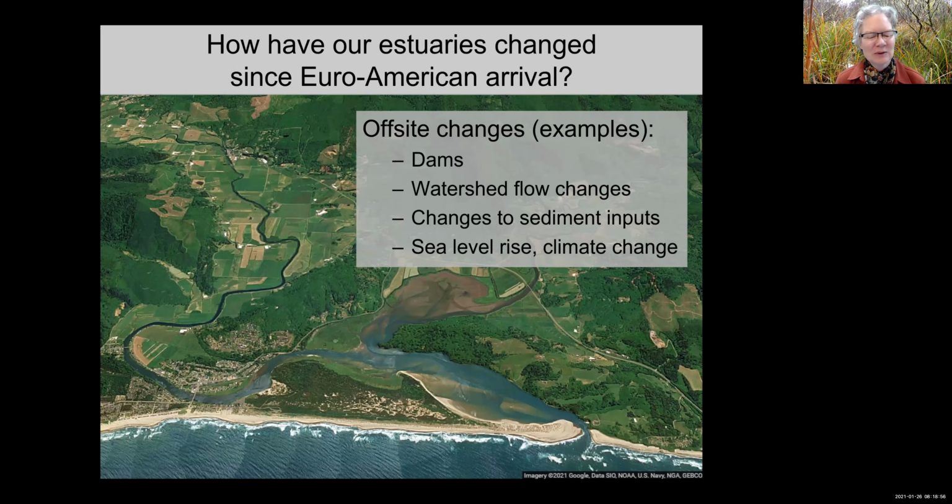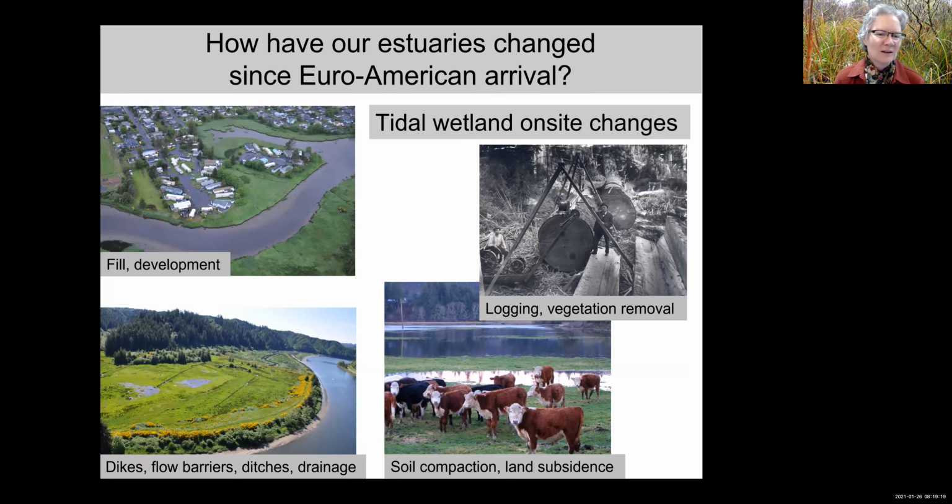So our estuaries have really changed a lot over the past couple of hundred years, and we need to understand these changes in order to manage the resources. And there have been watershed-wide changes like dams and flow alterations, and major changes to sediment inputs, erosion and accretion rates. Global changes like sea level rise and climate change affect entire watersheds and estuaries and the tidal wetlands in them. In terms of on-site changes, of course, tidal wetlands are subject to fill and development.